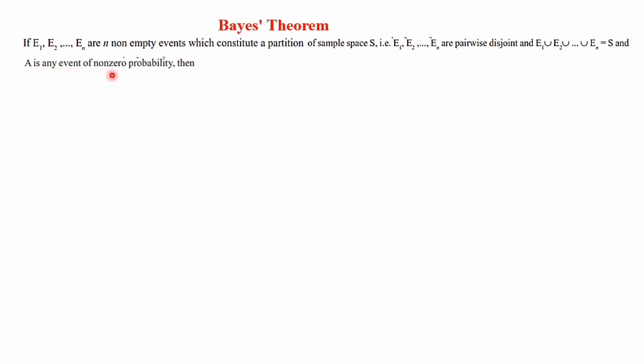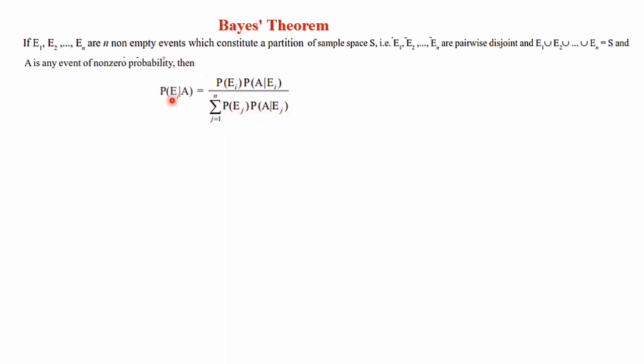And A is any event of non-zero probability, then P of Ei given A, in the sense here E is the partition of sample space and A is any event which is having a non-zero probability, is equal to P of Ei into P of A given Ei divided by sigma j equal to 1 to n P of Ej into P of A given Ej. Here in the denominator we are using j because i we have already used in the numerator.